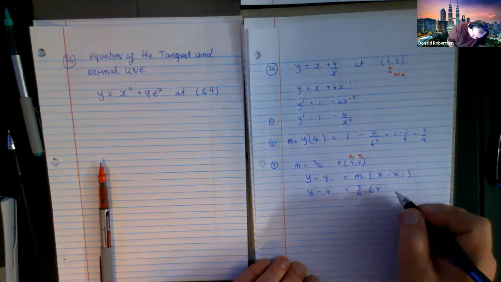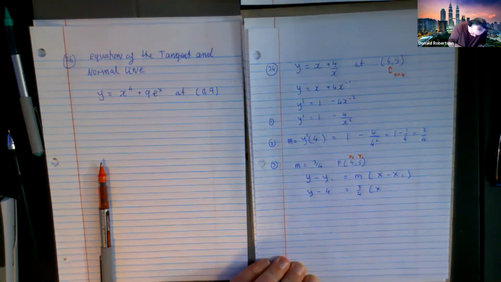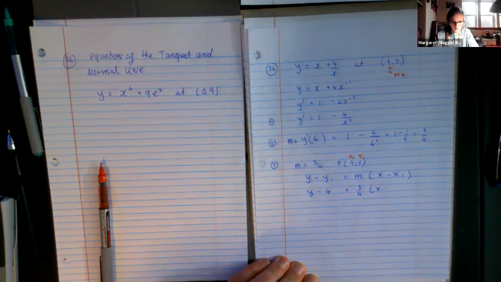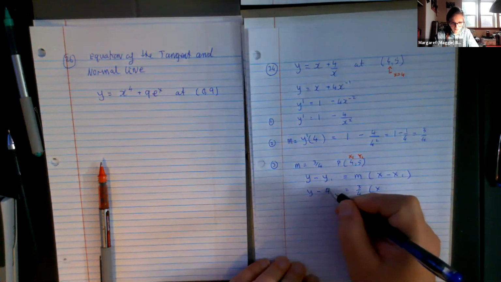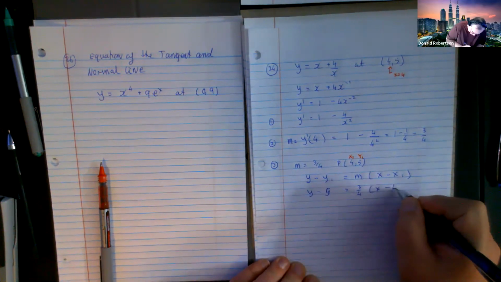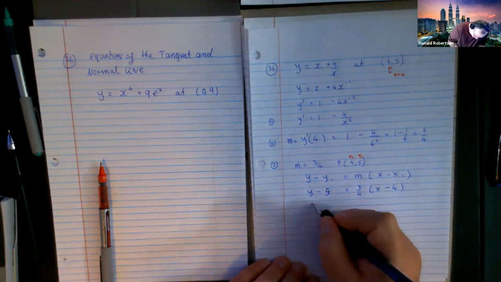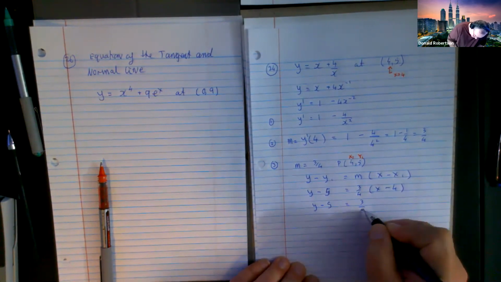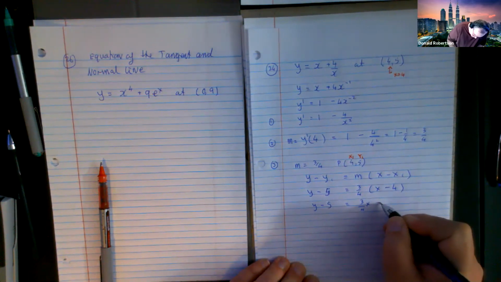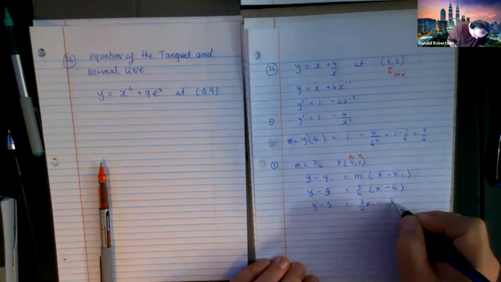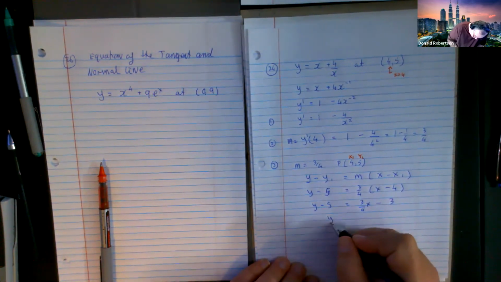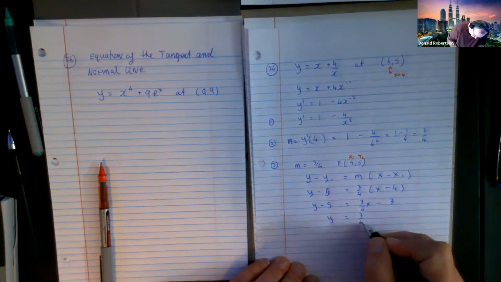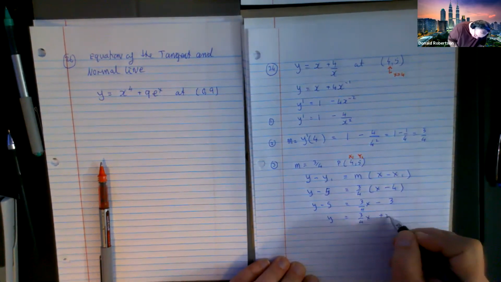Nobody noticed my mistake. I have just noticed my mistake. What did I do wrong? It should be y minus 5. Correct. And 4 goes there. And now we have 3/4 x take away 3, and that becomes 3/4 x add 2.